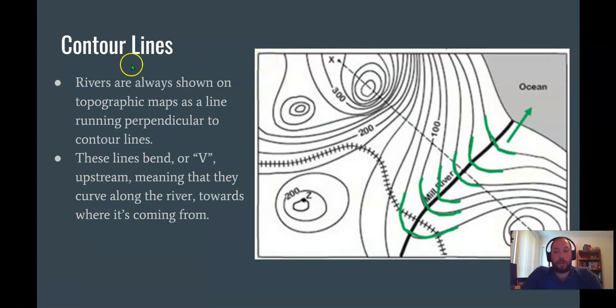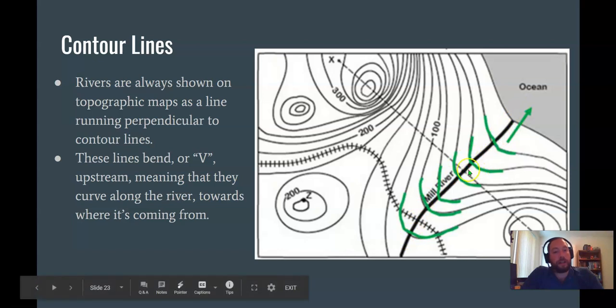One last thing about contour lines is that they actually show the direction in which water can flow. Rivers are always shown on a topographic map as a line running perpendicular to the contour lines. As we see here, we have this very dark, thick black line, and since it's running perpendicular to these contour lines, we know it must be a river. Now these lines bend. If we look at the contour lines, they bend or V, and they point upstream. As they curve along the river, they point to where it's coming from.